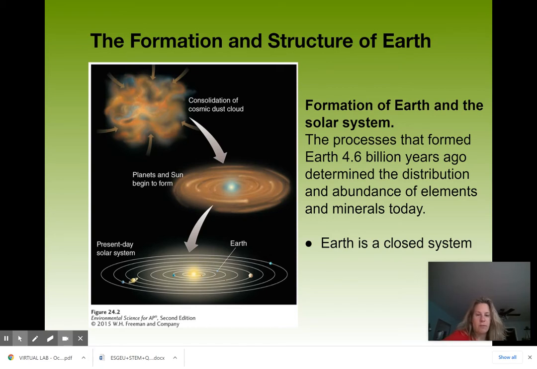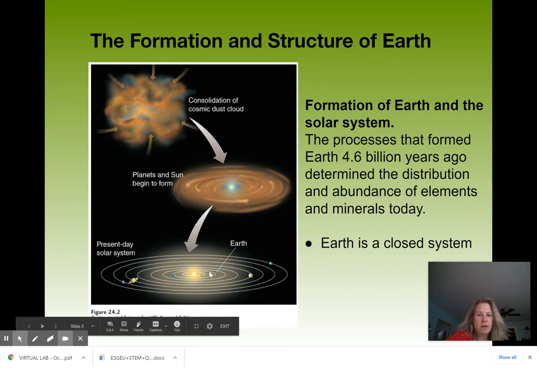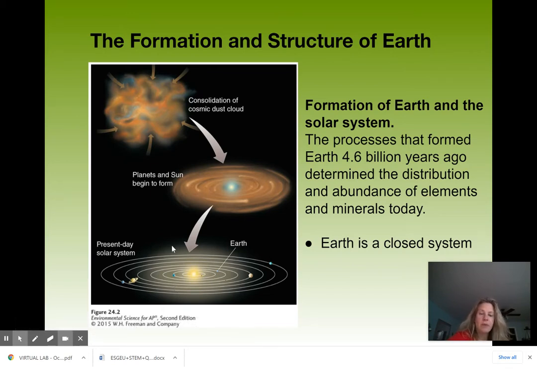This is showing the formation of Earth, or not Earth, but actually our whole solar system. So you can see here's Earth, the sun, and then you've got the other 8 planets. So basically, what happened is there's this concentration of dust and gas, and so this forms basically this. So I'll talk a little bit about that.